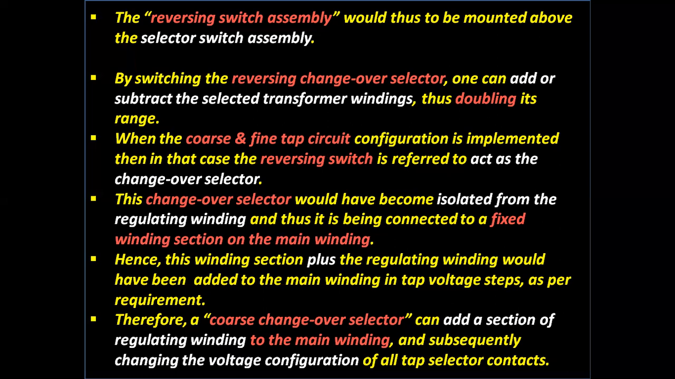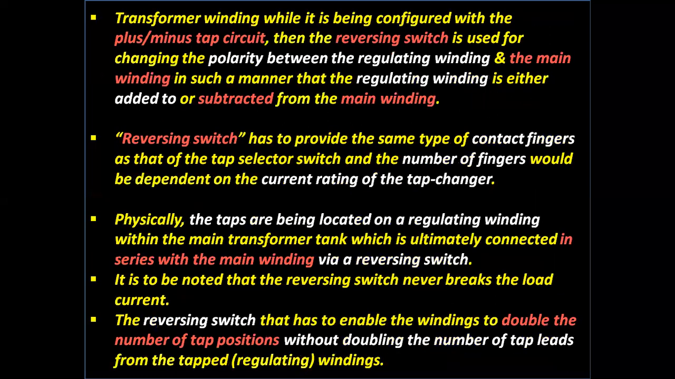Therefore, a coarse changeover selector can add a selection of regulating winding to the main winding, subsequently changing the voltage configuration of all tap selector contacts. When the transformer winding is configured with the plus minus tap circuit, the reversing switch is used for changing the polarity between the regulating winding and the main winding in such a manner that the regulating winding is either added to or subtracted from the main winding.